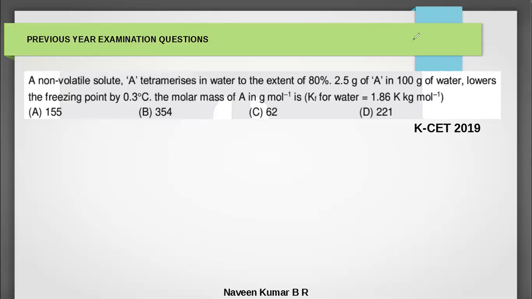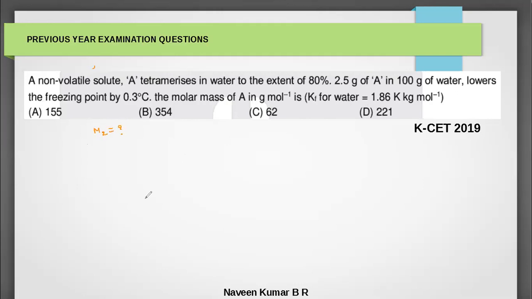The next question, again from the same year, Karnataka CET 2019. The question is: a non-volatile solute A tetramerizes in water to the extent of 80%. 2.5 grams of A in 100 grams of water lowers the freezing point by 0.3 degrees Celsius. The molar mass of A in gram per mole, with given Kf of water as 1.86 Kelvin kg per mole, is what we need to identify. So we need to identify the molar mass of the solute.